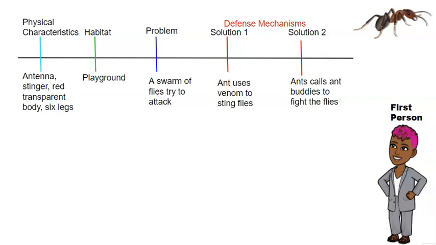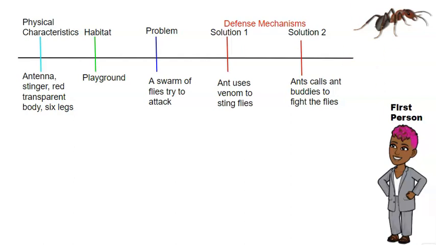Today I'm going to show you how to go from a timeline to a completed paragraph. For our performance task, we have to make sure that we are discussing our animal's physical characteristics, habitat, a problem with a predator, and also two possible defense mechanisms that our animal can use when they encounter a predator.